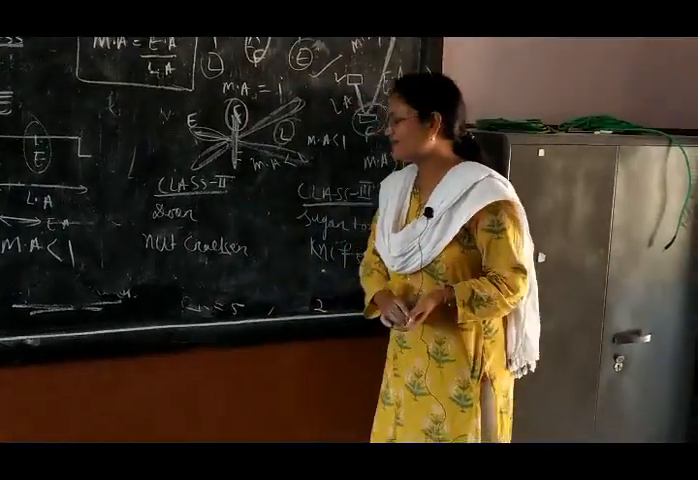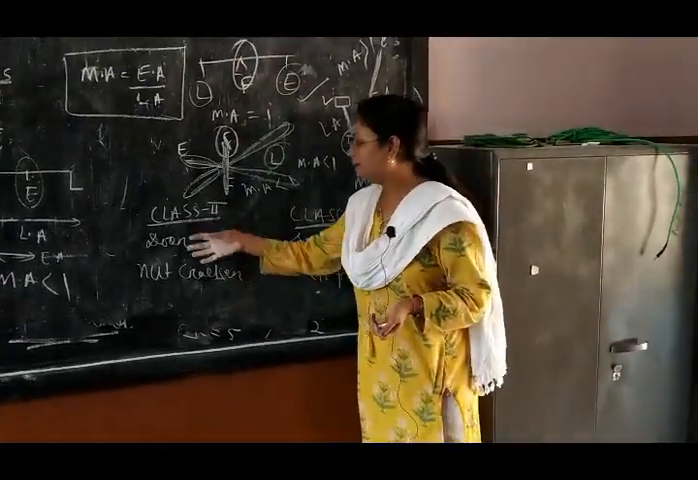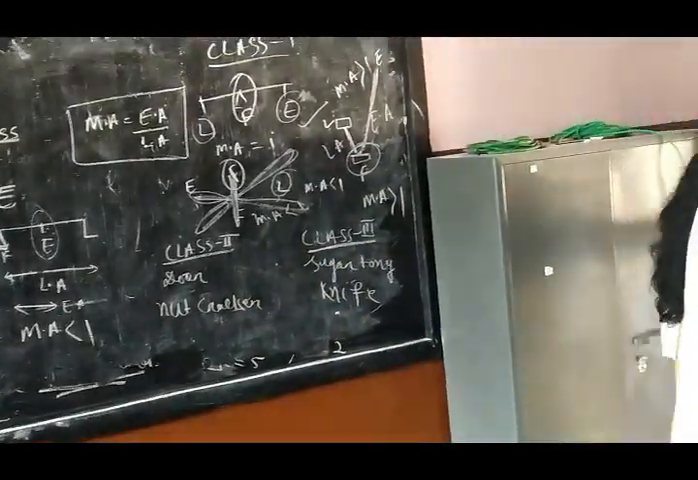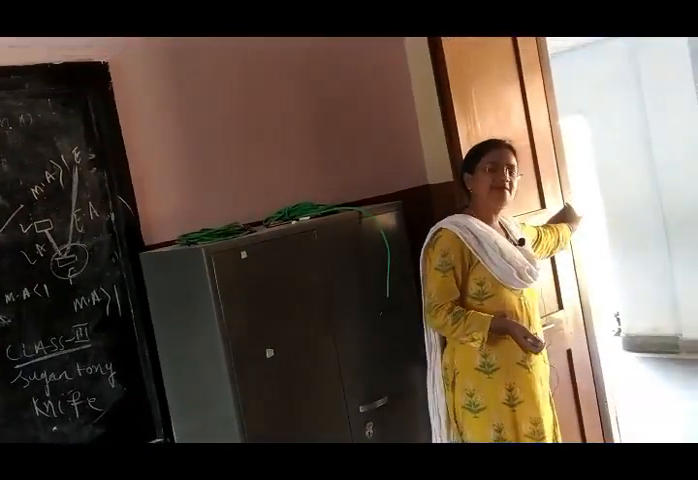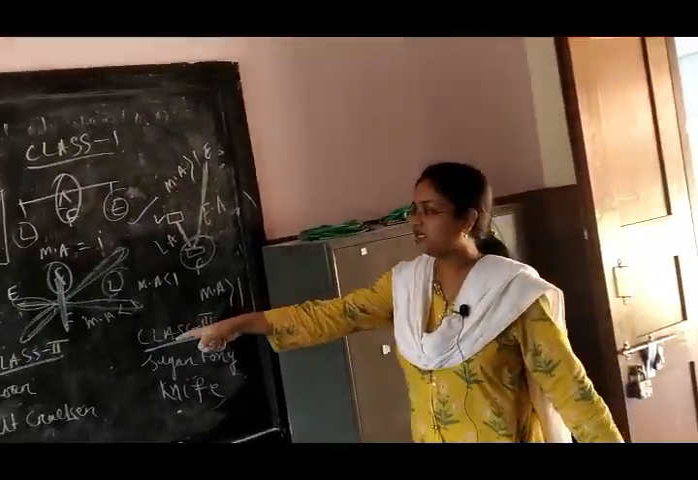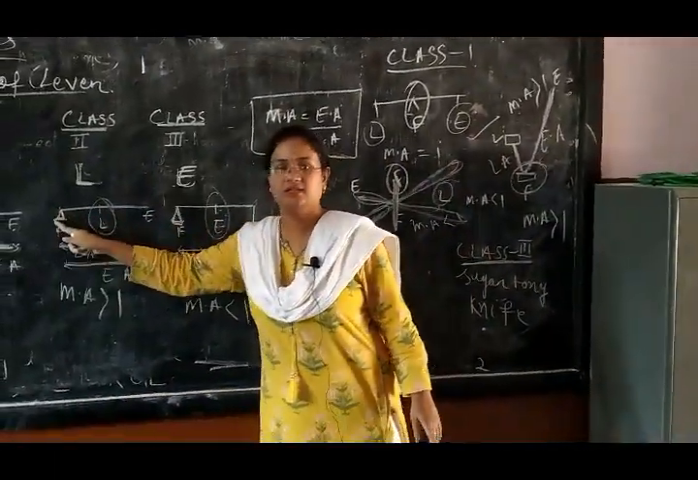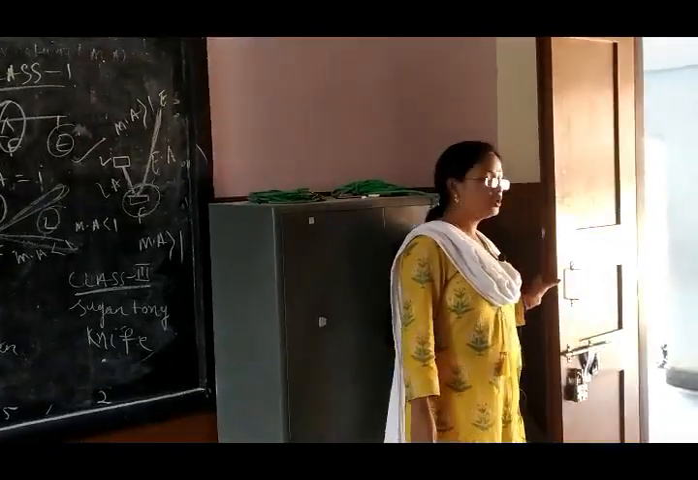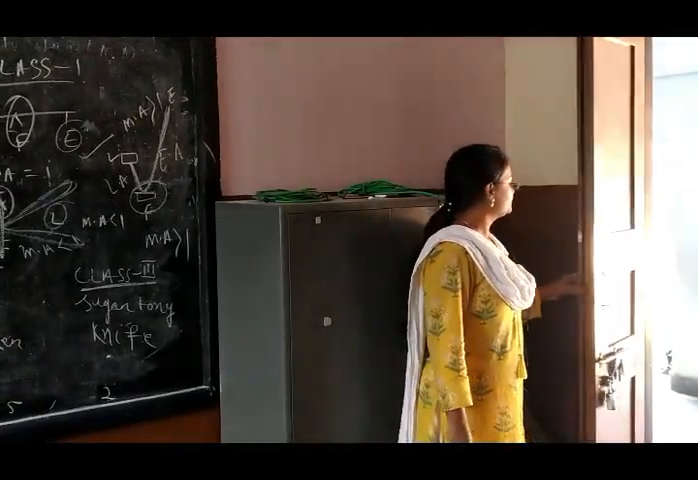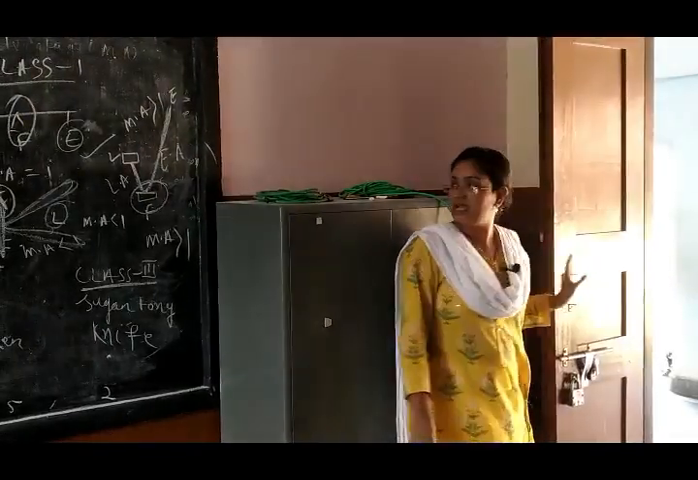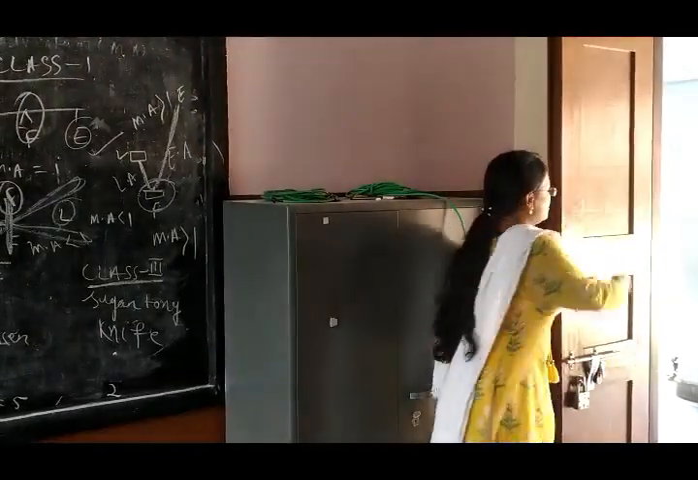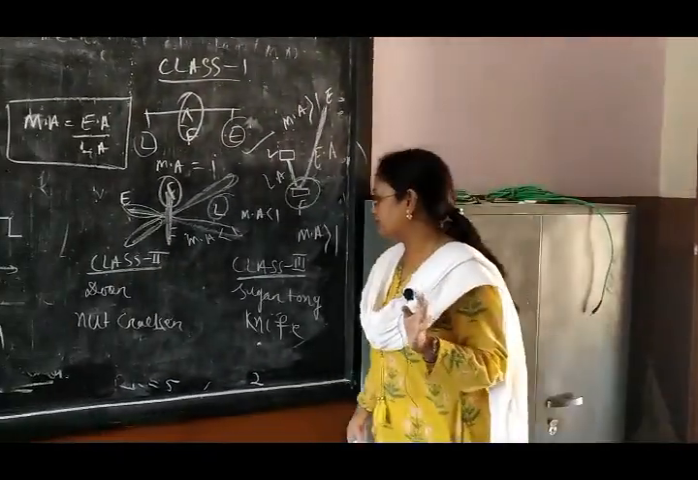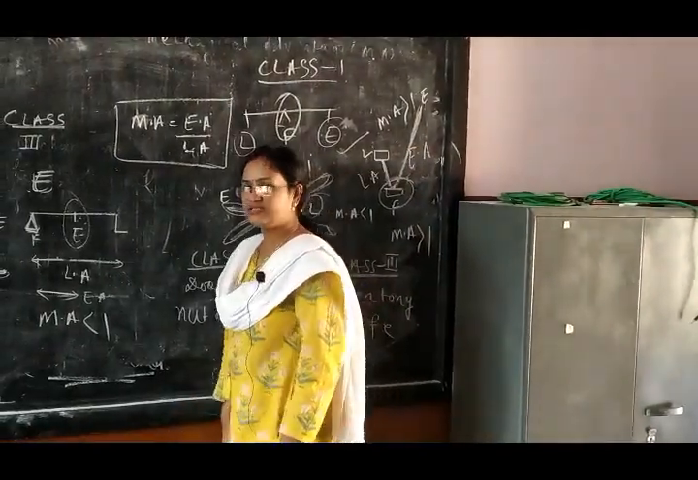For class 2, I have taken two examples here: door and nutcracker. You see this one is the door, this one is the fulcrum, and for a class 2 lever the fulcrum is at this corner. Here I have given the effort, and this part is the load. So this is a class 2 lever. Okay.